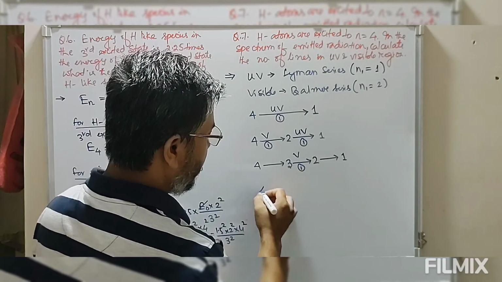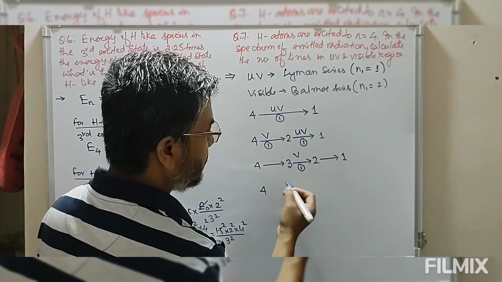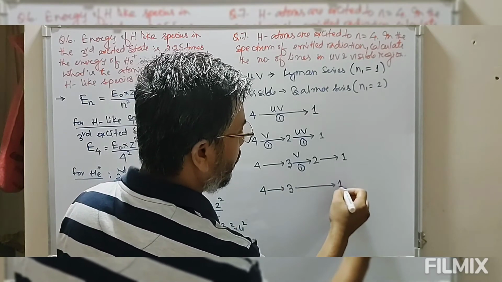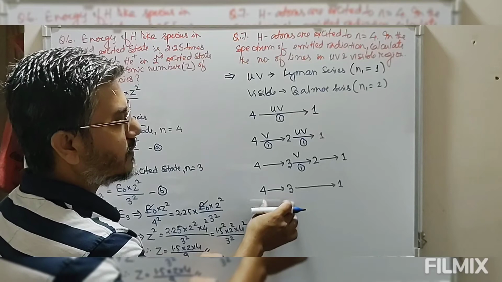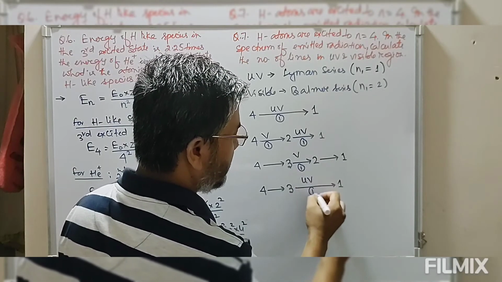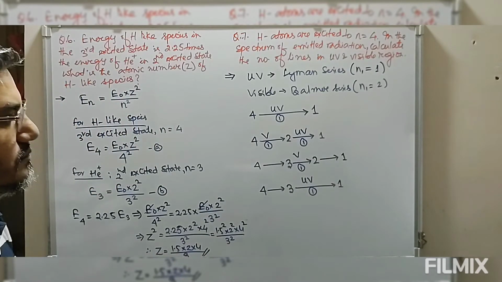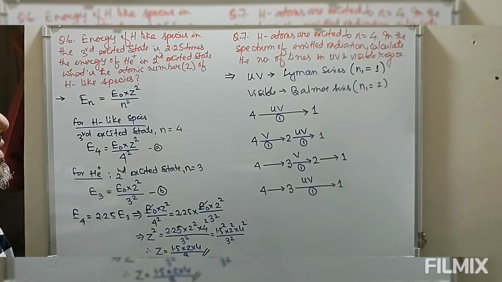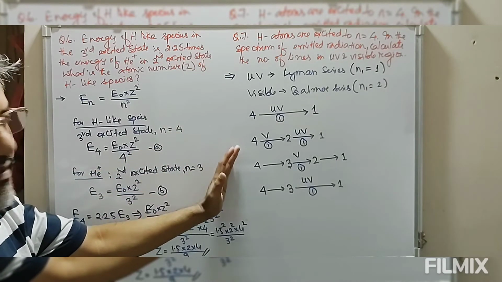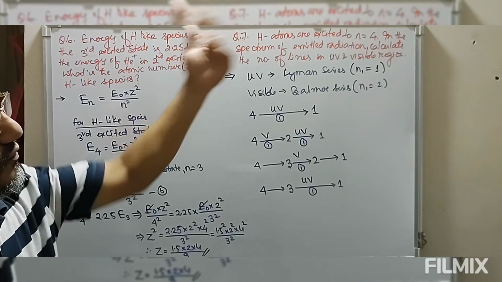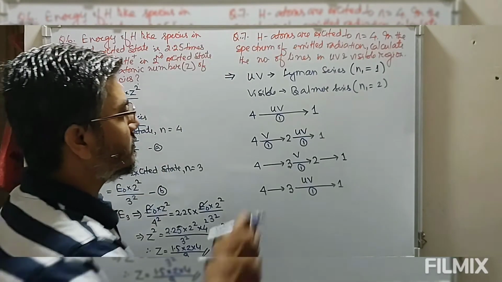Then also we can have this: the electron goes directly 4 to 3, then 3 to 1. 4 to 3 we do not require. Now 3 to 1 we can have ultraviolet. So these are the possible lines that could be observed when the electron is coming from 4 to 1.